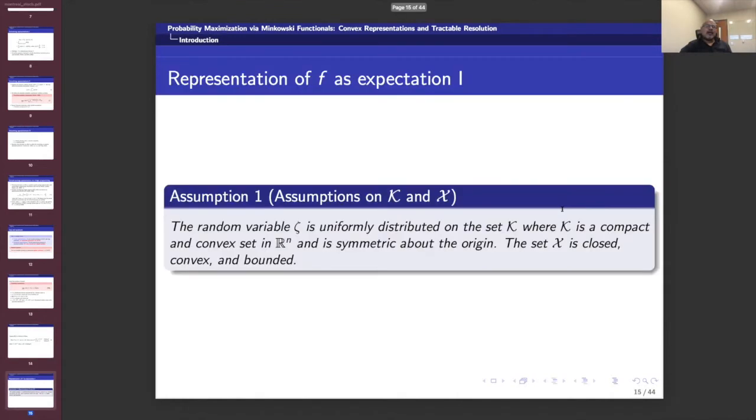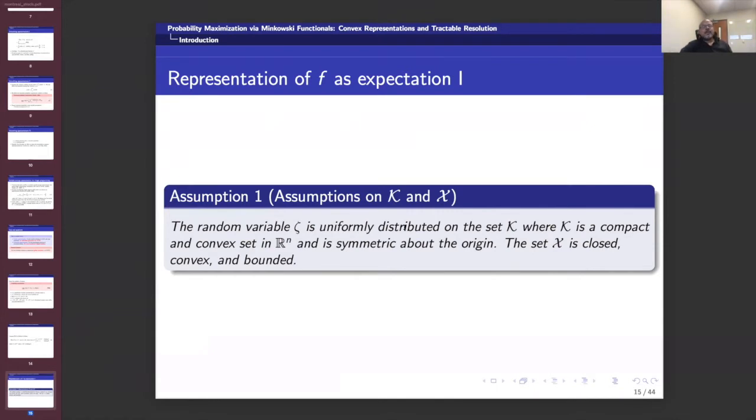The assumptions on K script and X script: as I mentioned, X script is a closed convex set. We're going to assume it's bounded for the remainder of the talk. And K script for the time being is assumed to be a compact and convex set, symmetric about the origin. And this is an important assumption: I'm going to assume that zeta is uniformly distributed on the set K script. I want you to keep an eye on this assumption, and we're going to be talking about weakening it as we talk about the extensions.